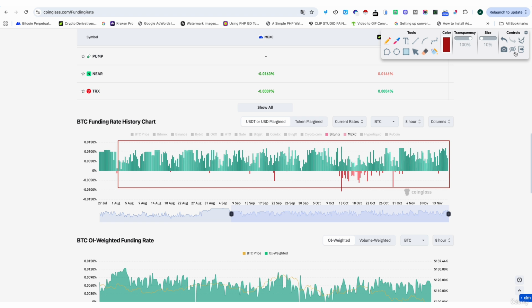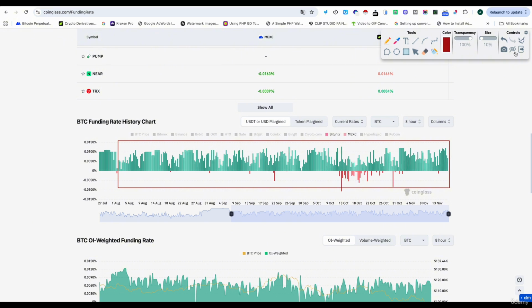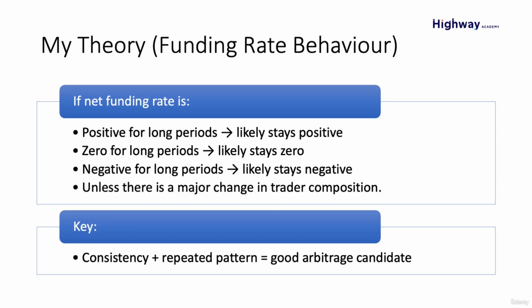In other words, most of the time you're earning, sometimes you simply earn nothing. You just wasted your time for that funding cycle, and only on very rare occasions would you experience a loss, but in total, you still win by sitting here. And that leads to my personal theory. Please pay attention to it. When the net funding rate between a pair of exchanges stays positive over a long period, it usually continues to stay positive in the future unless there is a major change in the types of traders participating on those exchanges.